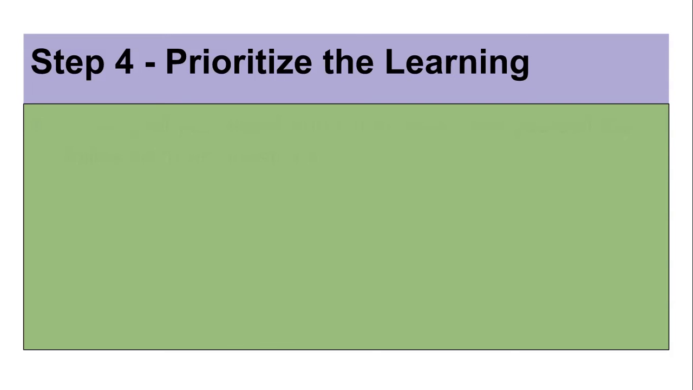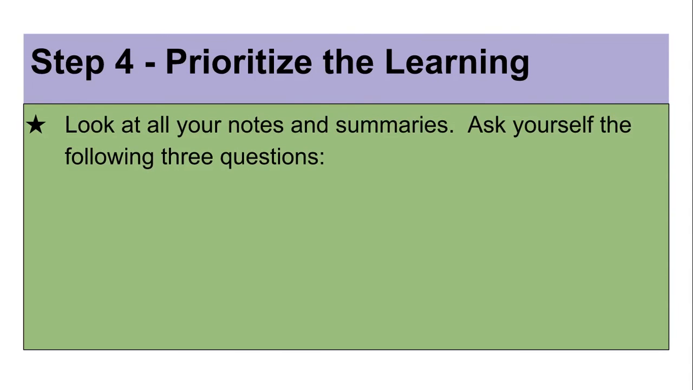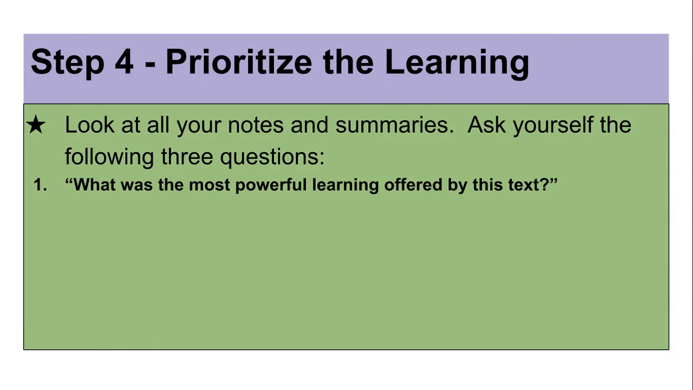what's the most powerful learning? So again, the way that you should do this, you're going to look again at all of your notes and summaries, look at all those new vocabulary words, look at the titles and subtitles, and then you're going to ask yourself the following three questions in fact. 1, what was the most powerful learning offered by this text? And you can even prioritize these things if you want to. First most important, second most important, third most important, like this.